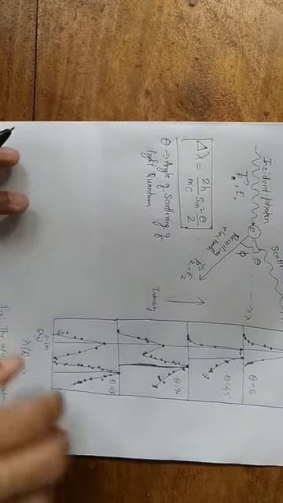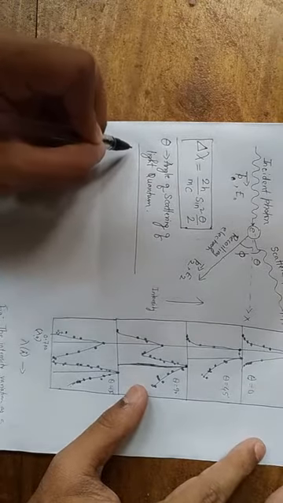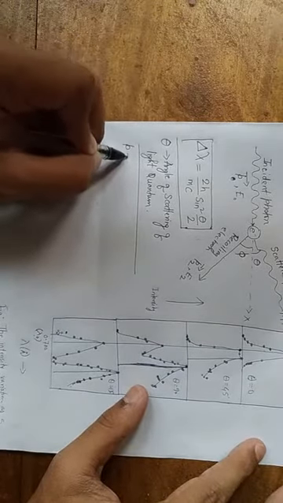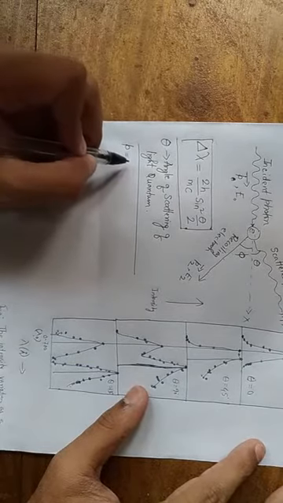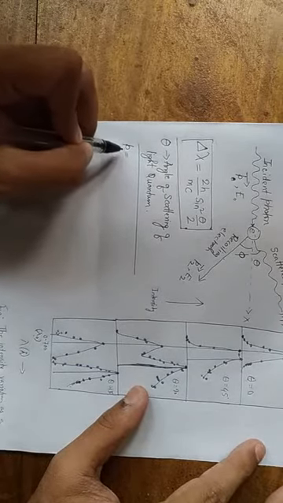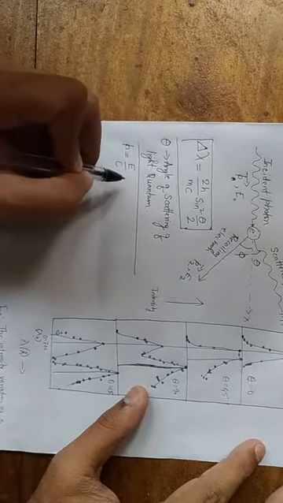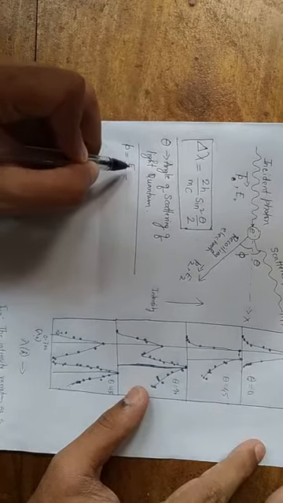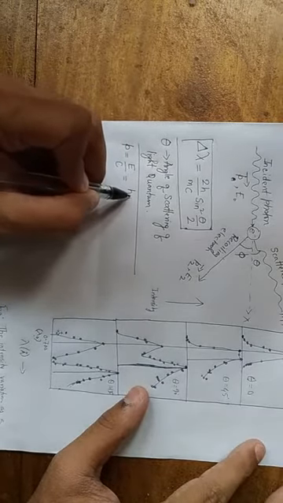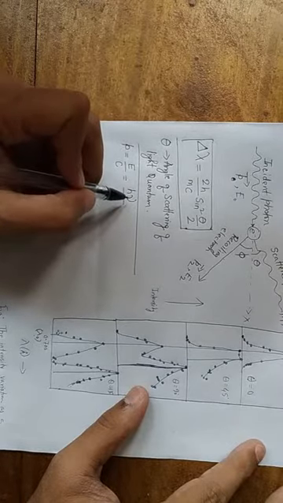Okay, but before that, some preliminary things we have to know. Know that the momentum of a photon is given by p is equal to E by c, where E is the energy of the photon, and the energy of the photon is given by E is equal to h nu, where nu is the frequency of the photon.